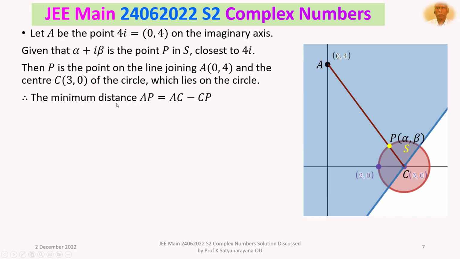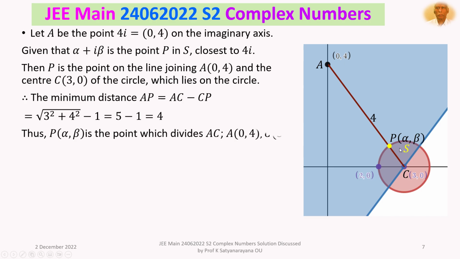Because P is closest to 4i, the minimum distance is AP. The minimum distance AP is measured as the distance A to C minus CP. A to C is the distance between (3, 0) and (0, 4), that is the square root of 3 squared plus 4 squared, minus CP. CP is the radius of the circle, that is 1. So that is the square root of 3 squared plus 4 squared, minus 1, that is 5 minus 1, that is 4. So AP is 4. Obviously PC is 1.